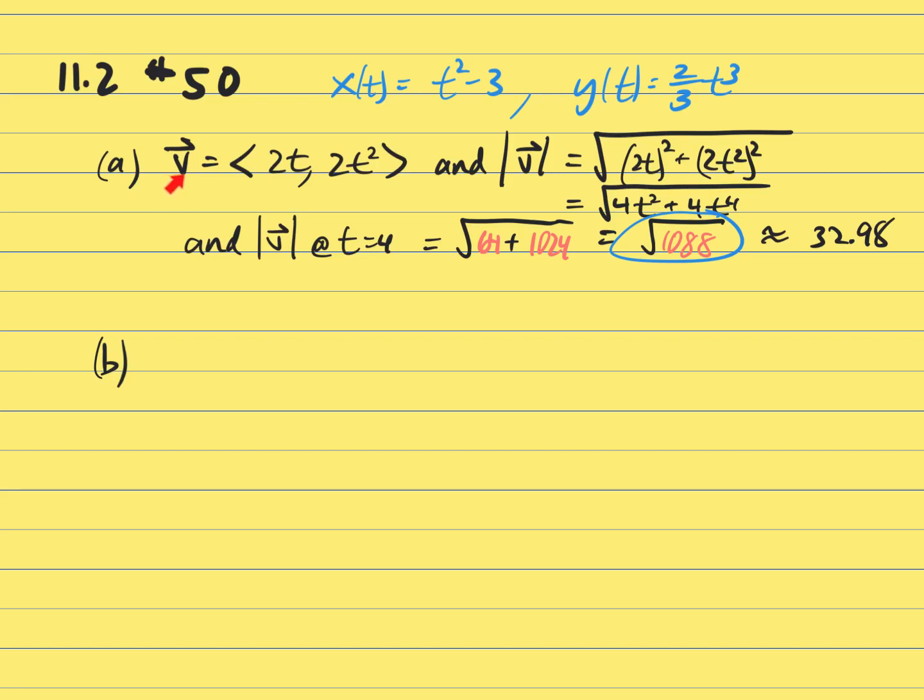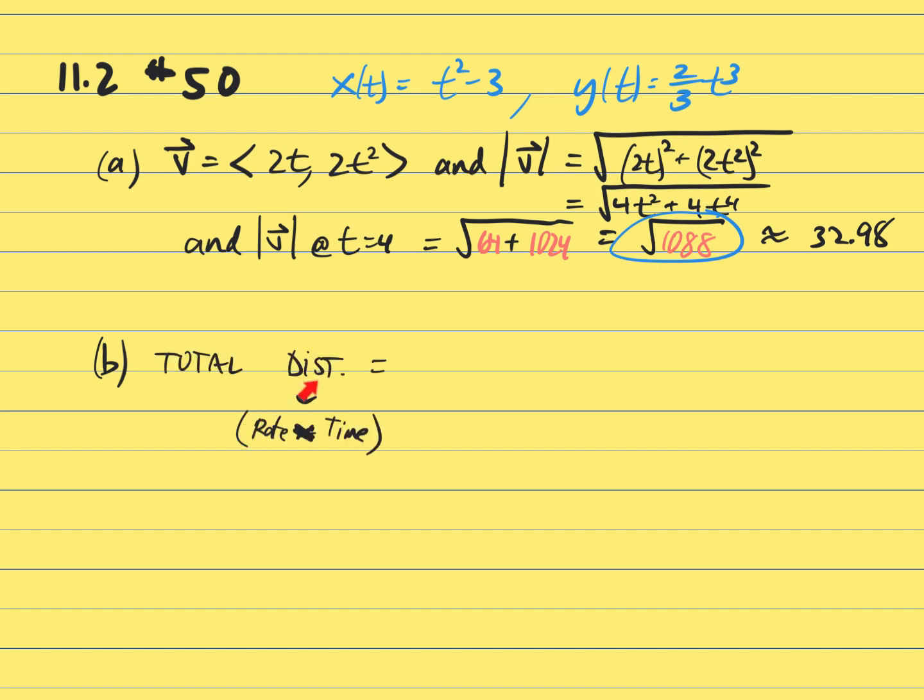The magnitude of the velocity is the magnitude of the velocity vector. Taking the derivative of x and y, we get the components of the velocity vector, and the magnitude of that is how long it is, which is, using the Pythagorean theorem, the square root of the horizontal component squared plus the vertical component squared. So at t equals 4, we just do the substitution, and that's the magnitude of the velocity vector. Part B.